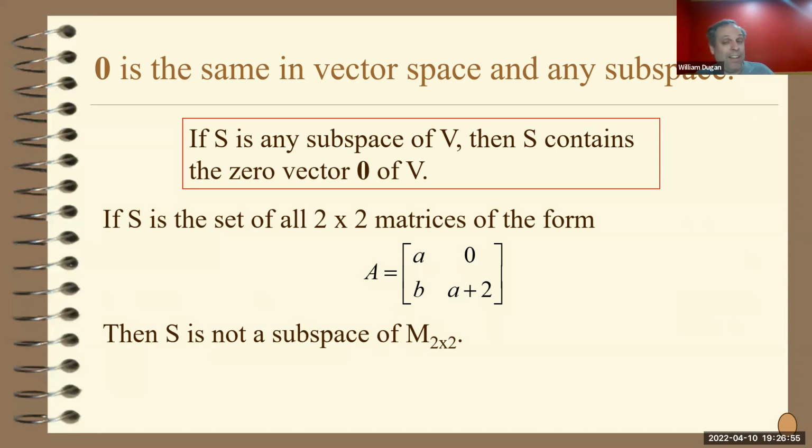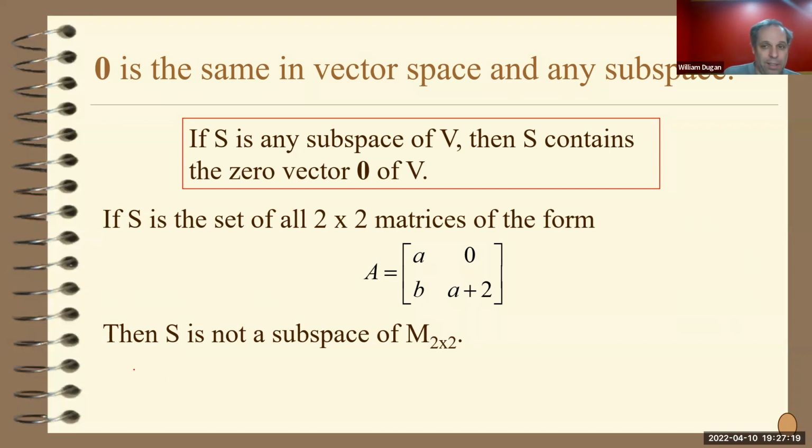That means, though, it's actually kind of easy sometimes to look at a set and go, no, that can't be a subspace. It doesn't have the 0 vector. Like here, this set of matrices, A, 0, B, and A plus 2. The plus 2 is very suspicious. This thing can't be a subspace because it does not contain the 0 vector of M22.